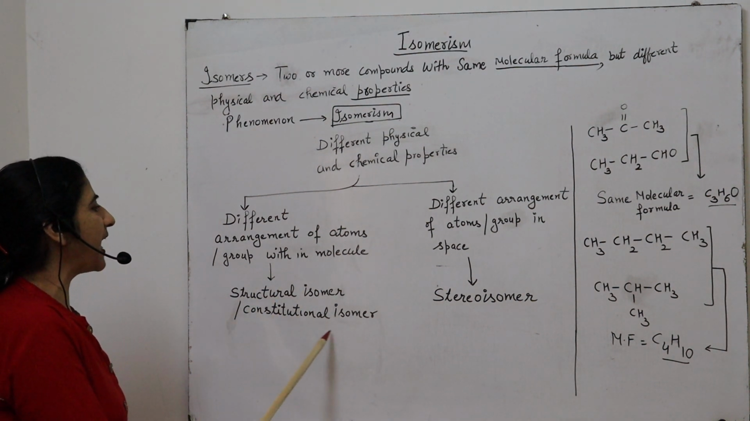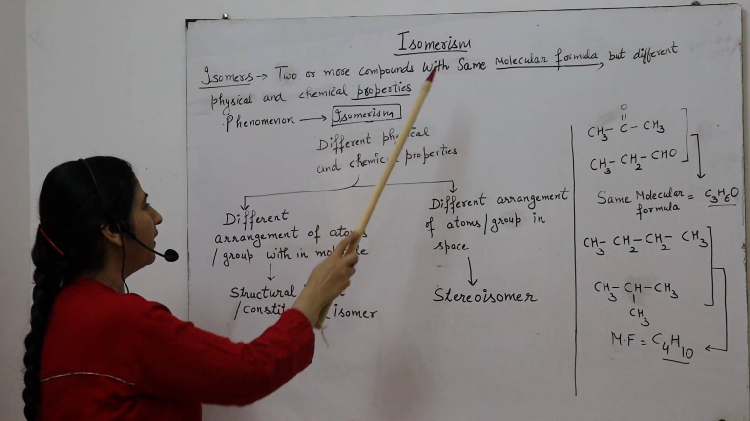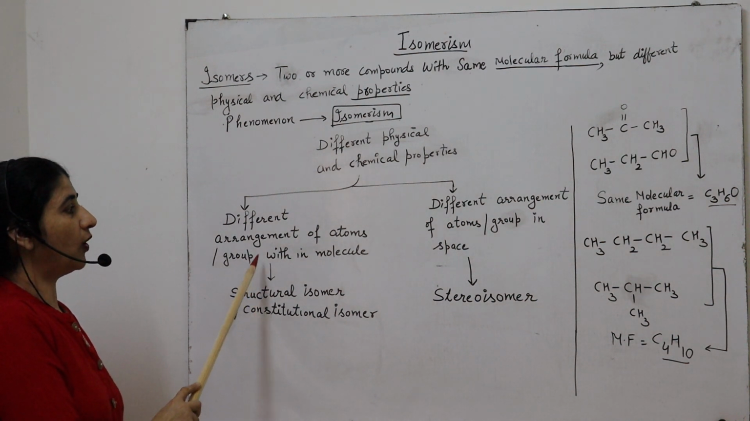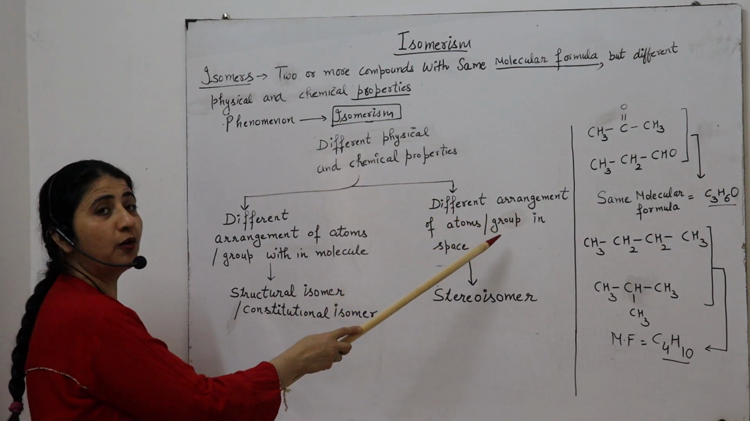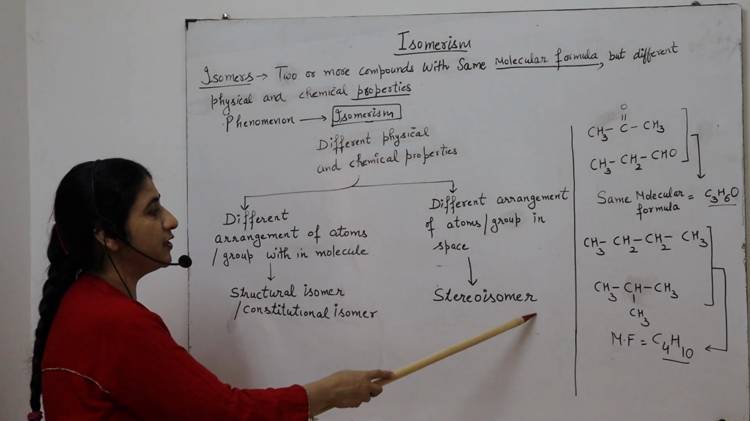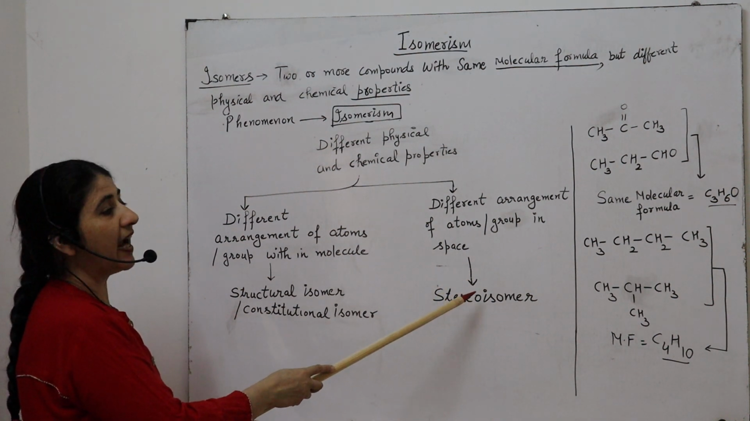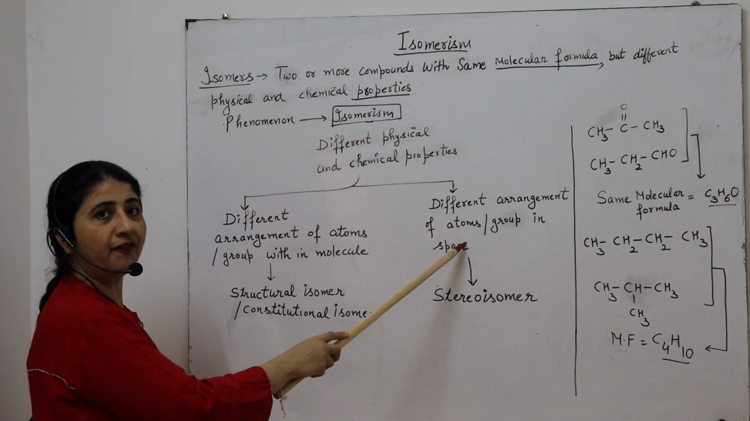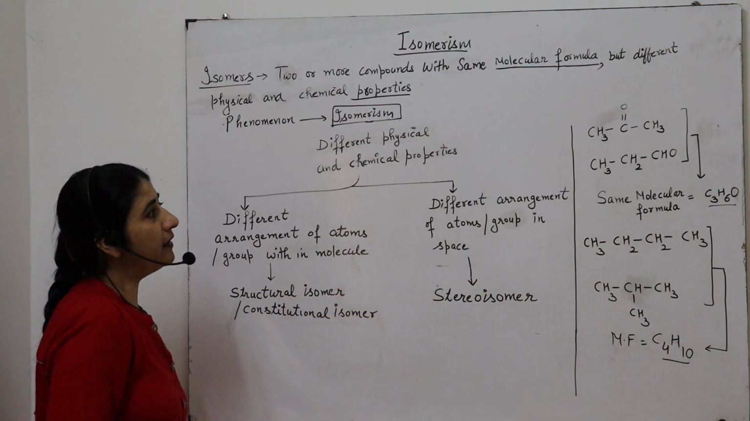So structural isomers are two or more compounds having the same molecular formula but different structural arrangement of atoms or groups of atoms. On the other hand, when there is a difference in the arrangement of atoms or groups of atoms in space, then these compounds are known as stereoisomers. So stereoisomers are two or more compounds having the same molecular formula but different arrangement of atoms or groups of atoms in space.